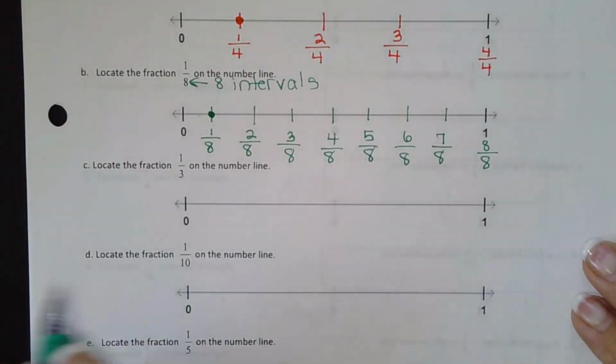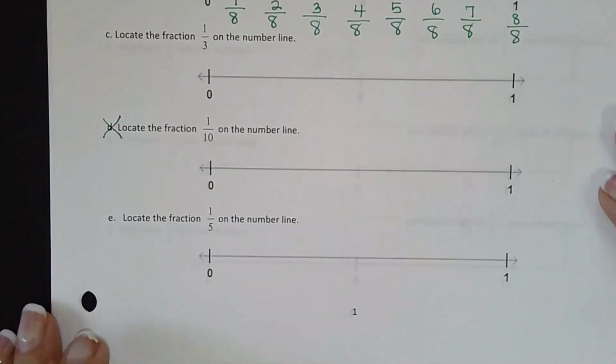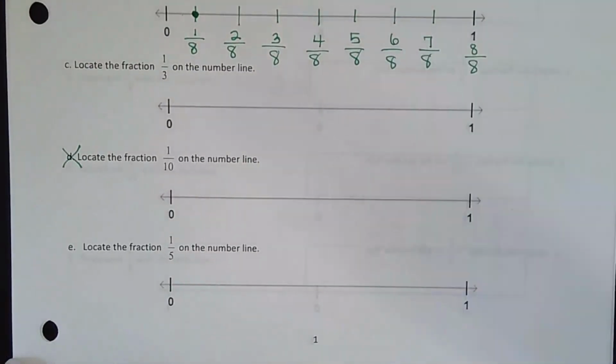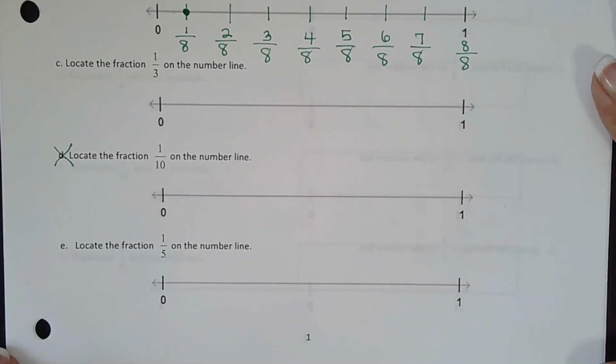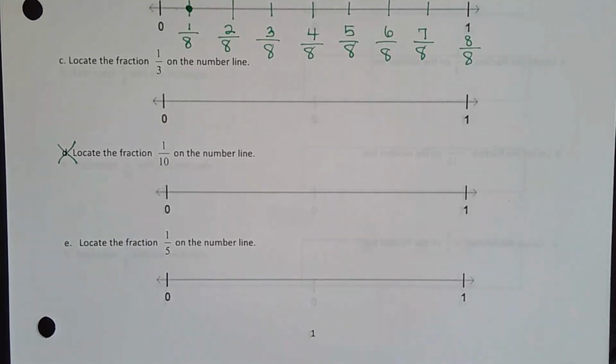Okay, let's not do D, but I'll have you guys do C and E. D's just a copy of what we just did, and it's a lot of numbers to write, so we're going to skip D. So go ahead and do C and E on your own. Shut off the video, and then come back and we'll check those two together.